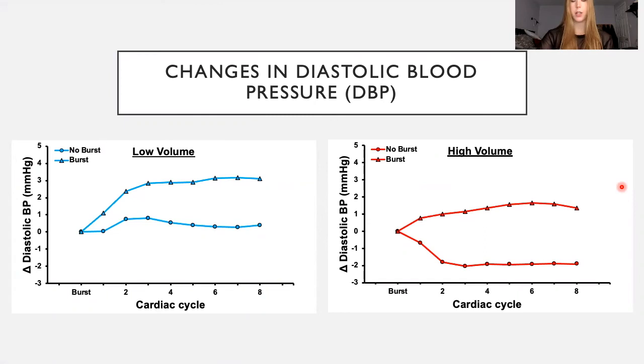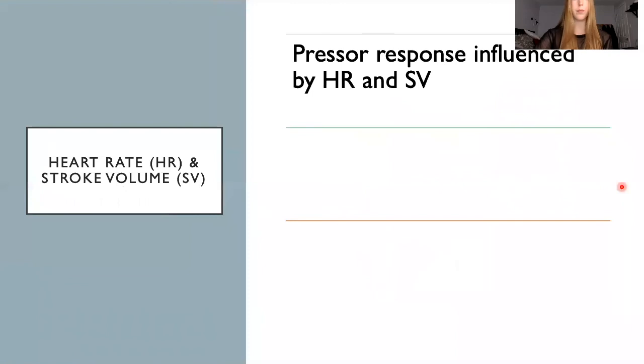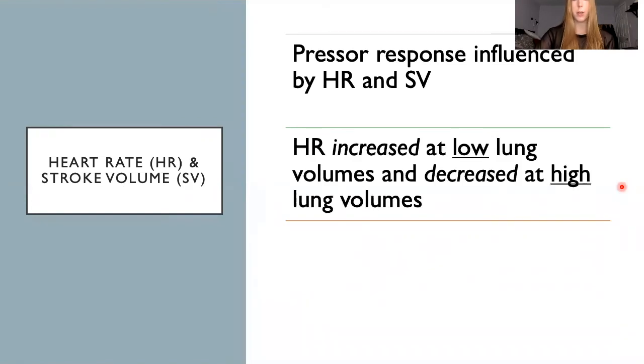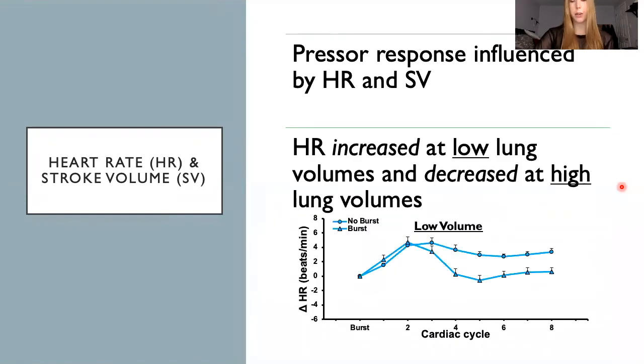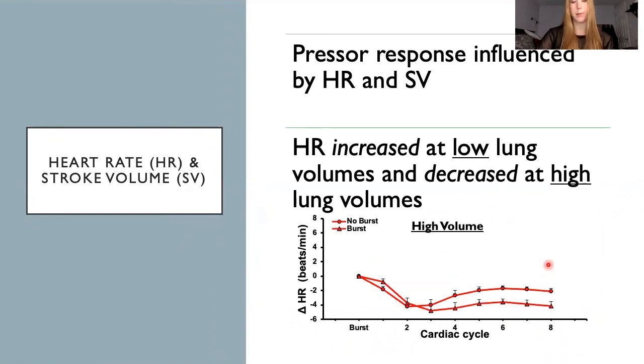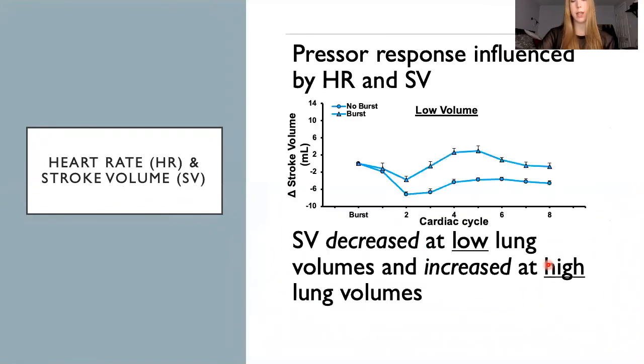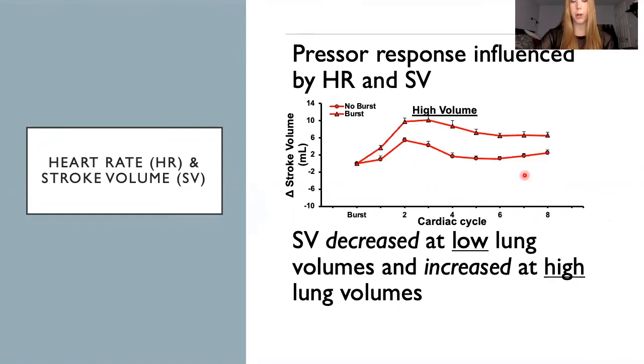We also looked at transduction of heart rate, stroke volume, total vascular conductance, and cardiac output in order to determine the influences on this pressor response. First of all, we found that the pressor response was influenced by heart rate and stroke volume. At low lung volumes, we can see that heart rate increased, and at high lung volumes, heart rate decreased. On the other hand, we can see here that at low lung volumes, stroke volume went down, and at high lung volumes, stroke volume went up.